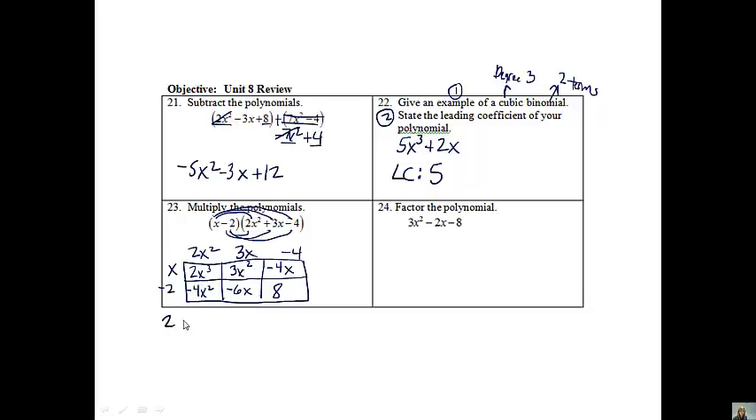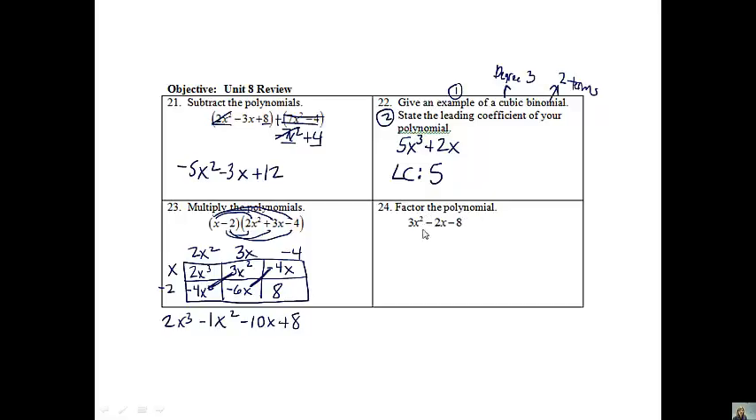Okay, then from here we're just going to combine like terms. 2x cubed has nothing to go with it. These two can be combined. Negative 4 and a positive 3 is a negative 1x squared. These two can be combined. Negative 6 and negative 4 is a negative 10. And then we'll just bring down that plus 8. So that would be my answer for that one.